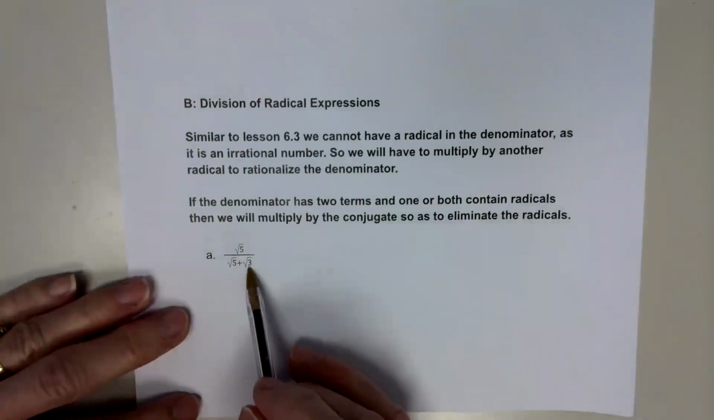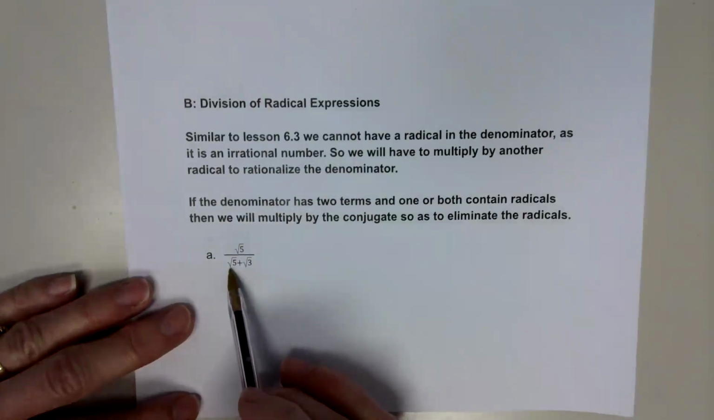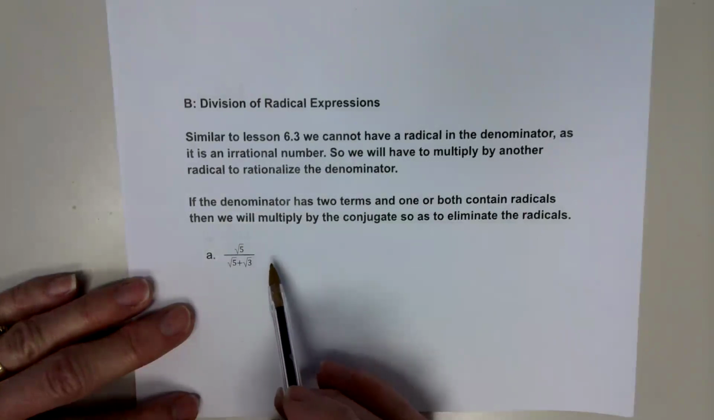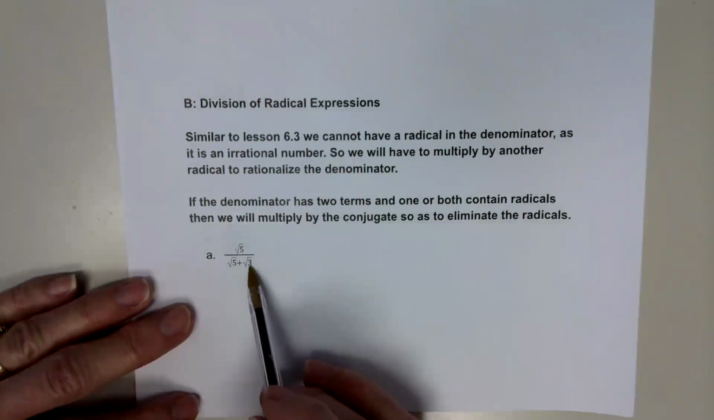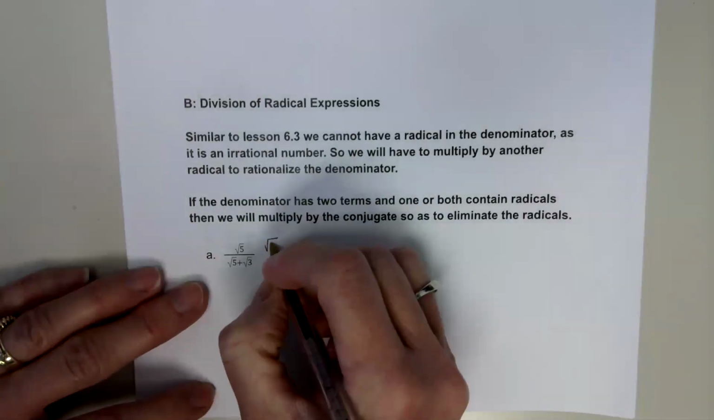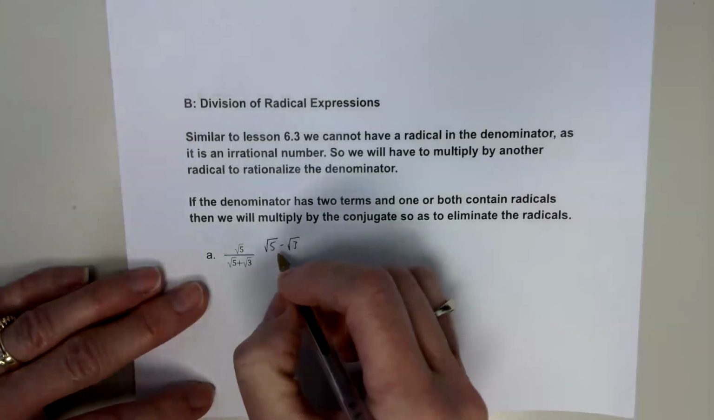You can see that we have two radicals in the bottom. So if we multiply by the square root of 5, that will get rid of that, but it won't get rid of the square root of 13. And likewise, if we multiply by the square root of 3, it will do the same. So we have to multiply by the conjugate of the two together.